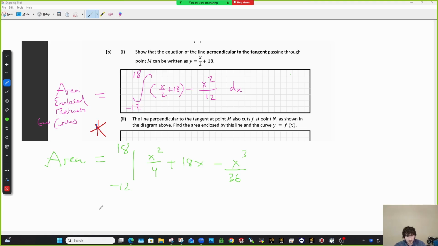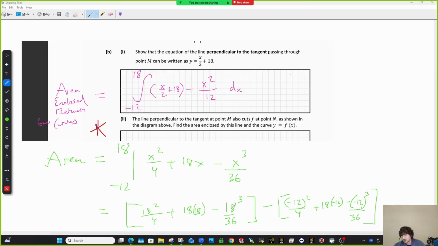original thing up here. So then what you do here is two square brackets where you put the top limit in first. 18 squared over 4 plus 18 times 18 minus 18 cubed over 36. Take away when the lower limit's in, you've got to be careful. This one is a minus sign. So it's going to be minus 12 squared over 4 plus 18 bracket minus 12 minus 12 cubed over 36.